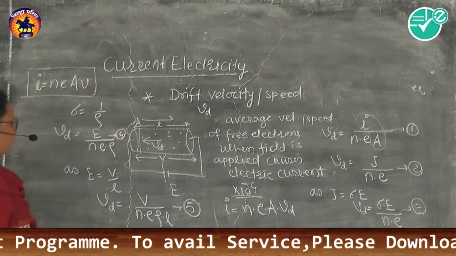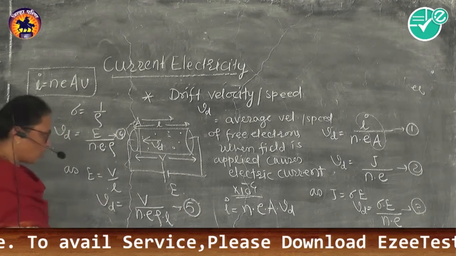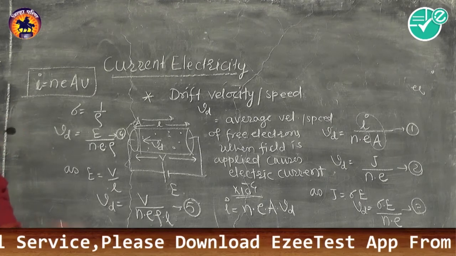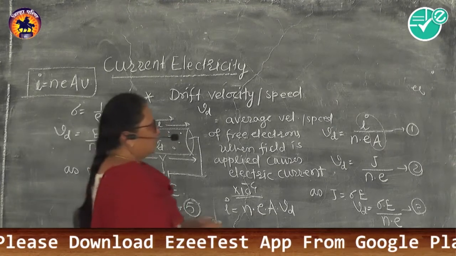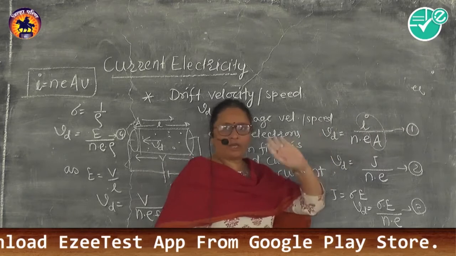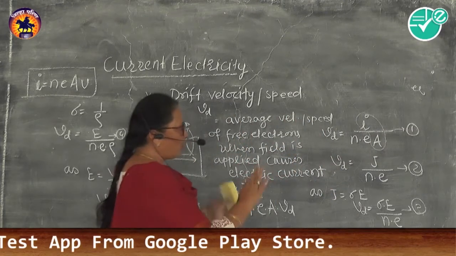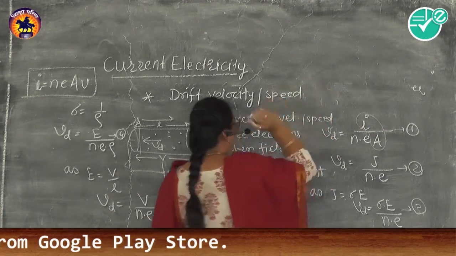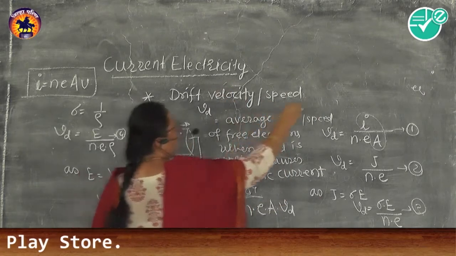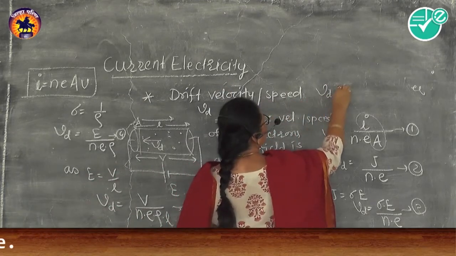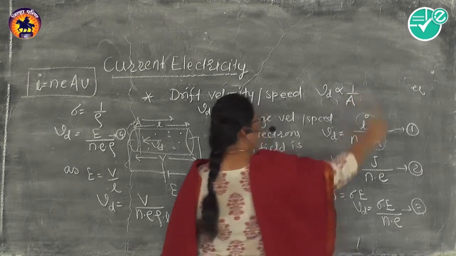So drift speed or drift velocity depends on all these things. One by one we think this drift speed basically depends on area of cross section, and from all these relations we finally conclude that this drift speed is inversely proportional to area of cross section.